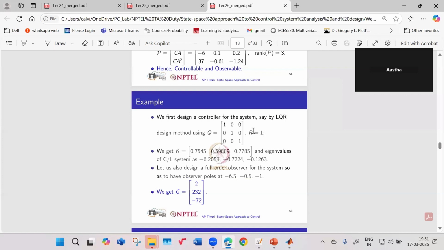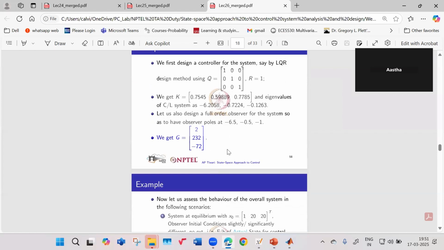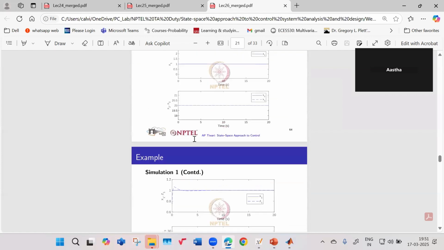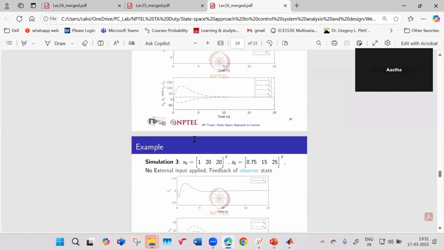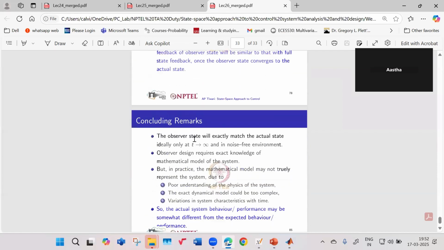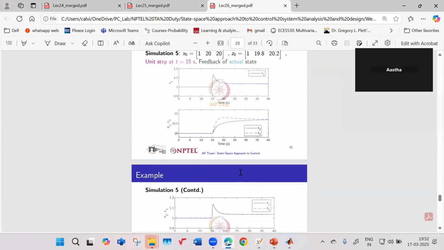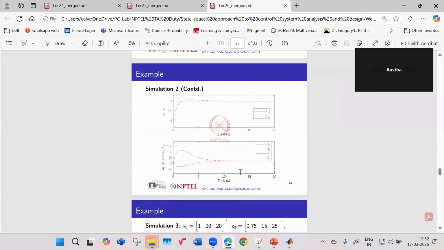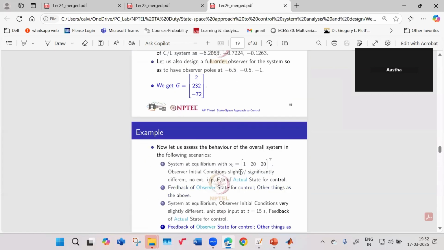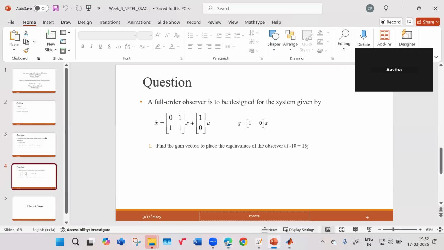Sir has also used the LQR concept to design the gain, and also the poles. And Sir has shown certain simulation results to show the effectiveness of his implementation. Currently in this session we couldn't show much of the simulation results, but we will try to see whether it is possible in the next sessions.